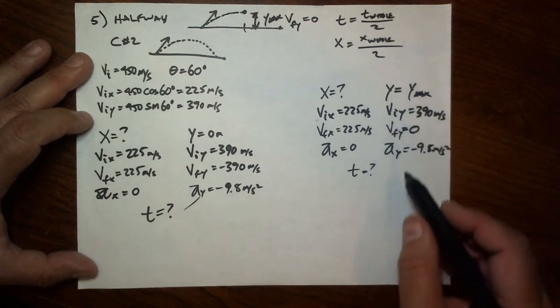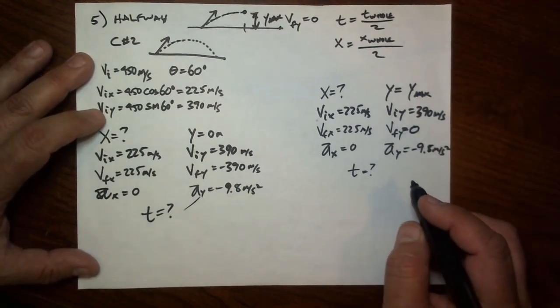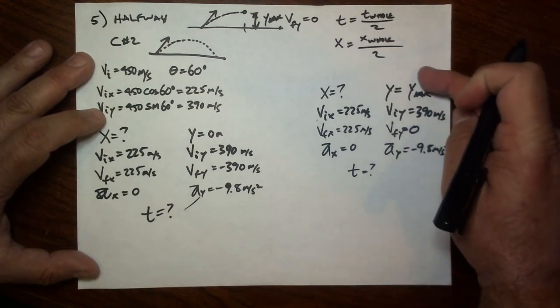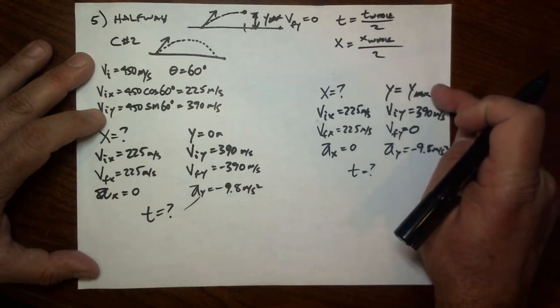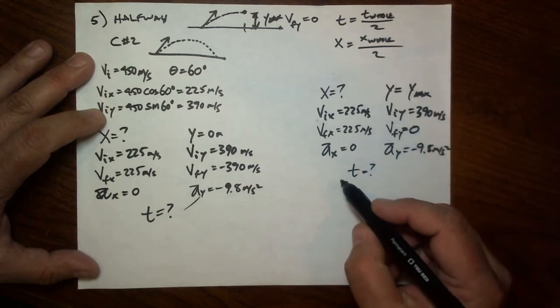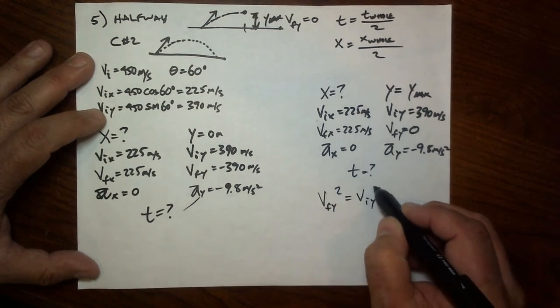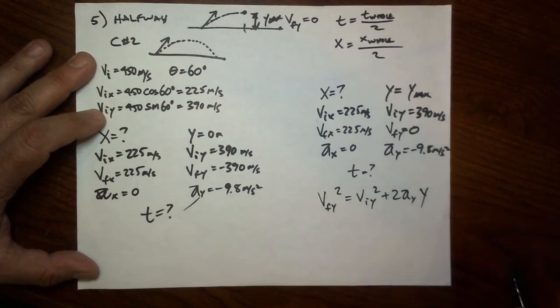But from this information, even without this time and this position, we can find the maximum height using the no time equation. Because see, over here on the y side, we have everything but the time. Well, okay, you're right, we don't have this one, but we're looking for that one. So we just have to avoid time. So VFY squared equals VIY squared plus 2 times AY times Y.